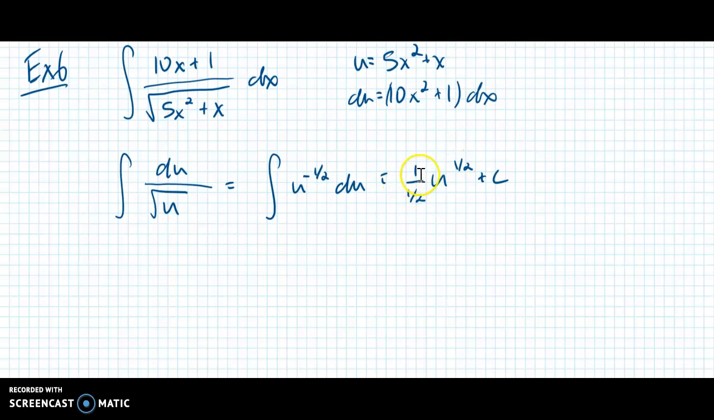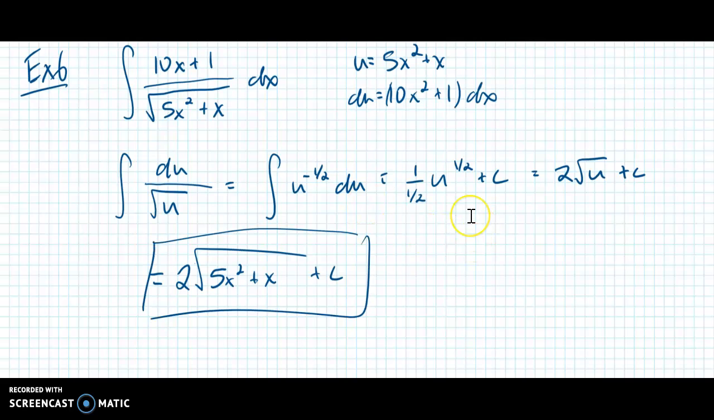Notice I'm dividing by a fraction, so there are all kinds of ways that people talk about it. Multiply by the reciprocal, copy dot flip. You can multiply by 2 over 2. All those are good, but I get 2 in the top, and then I get a root u plus a constant. And then I can sub back in. Whoops, why am I writing a u? That is equal to 2 square root, what's u? 5x squared plus x, plus a constant.